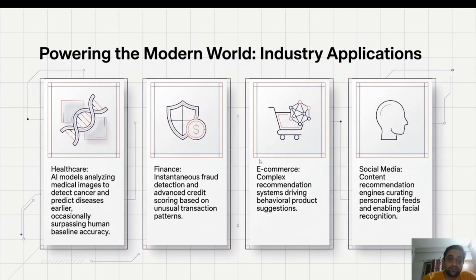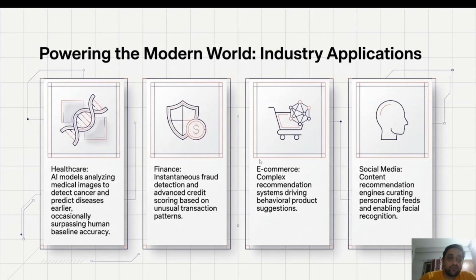Now, social media. Your Instagram and YouTube feeds are curated in real time by deep learning models. Every scroll, every pause, every like is a data point the model uses to predict what will keep you engaged. The same CNN technology also powers the facial recognition that auto tags your friends in photos. Deep learning isn't coming, it's already here, woven into the fabric of daily life.